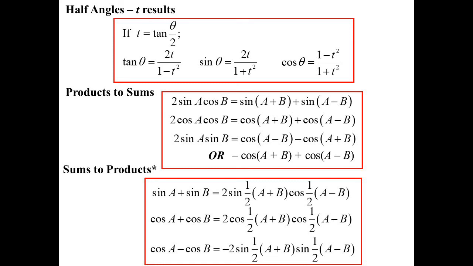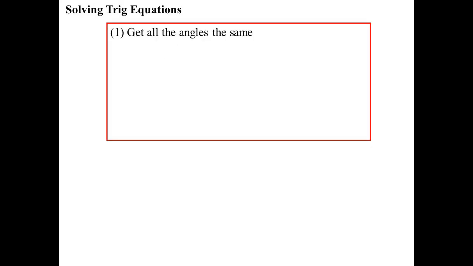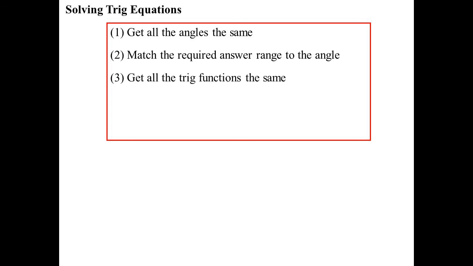Okay, so let's go and solve some trig equations. The basic idea is to get all the angles the same before anything else. So all in terms of theta or all in terms of 2 theta, whatever the angle is. Then match the range to the angle. So if they say theta is going between 0 and 360, but your angle is 2 theta, then you're looking for angles where 2 theta is between 0 and 720. You'll go around the circle twice. Then try and get all the trig functions the same. So all cosines, sines, tans, whichever. And then you just treat that like it's a pronumeral.